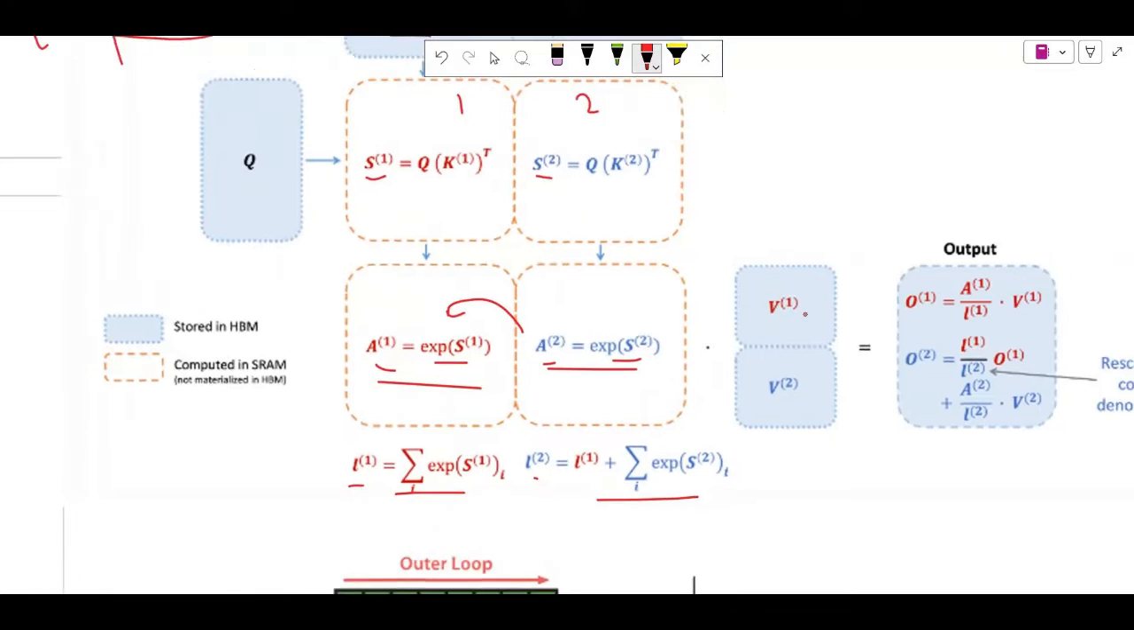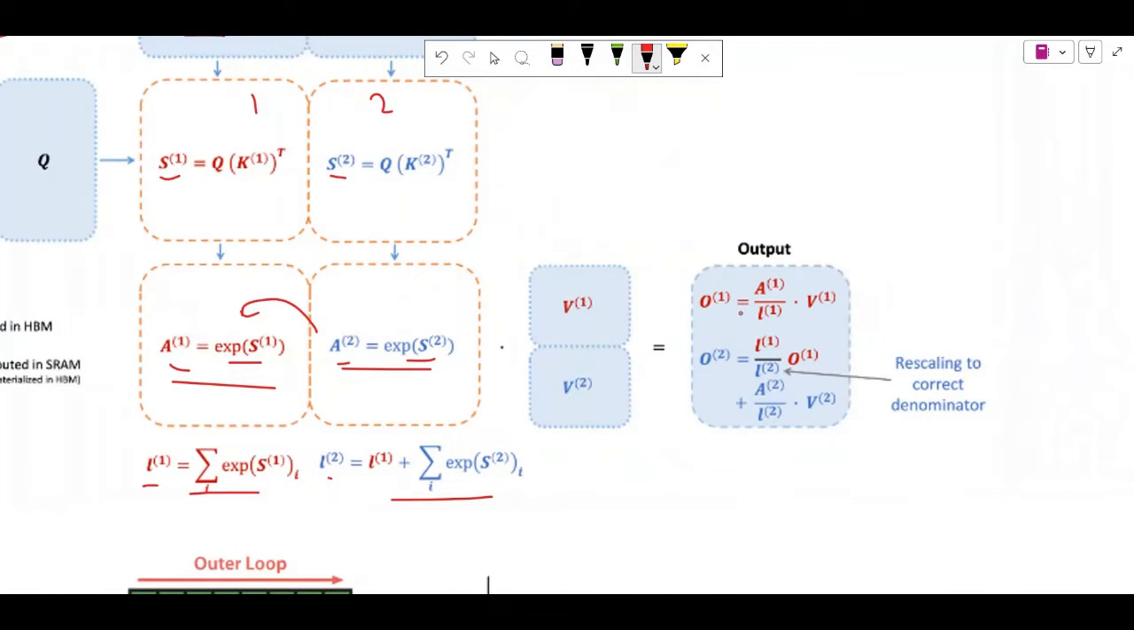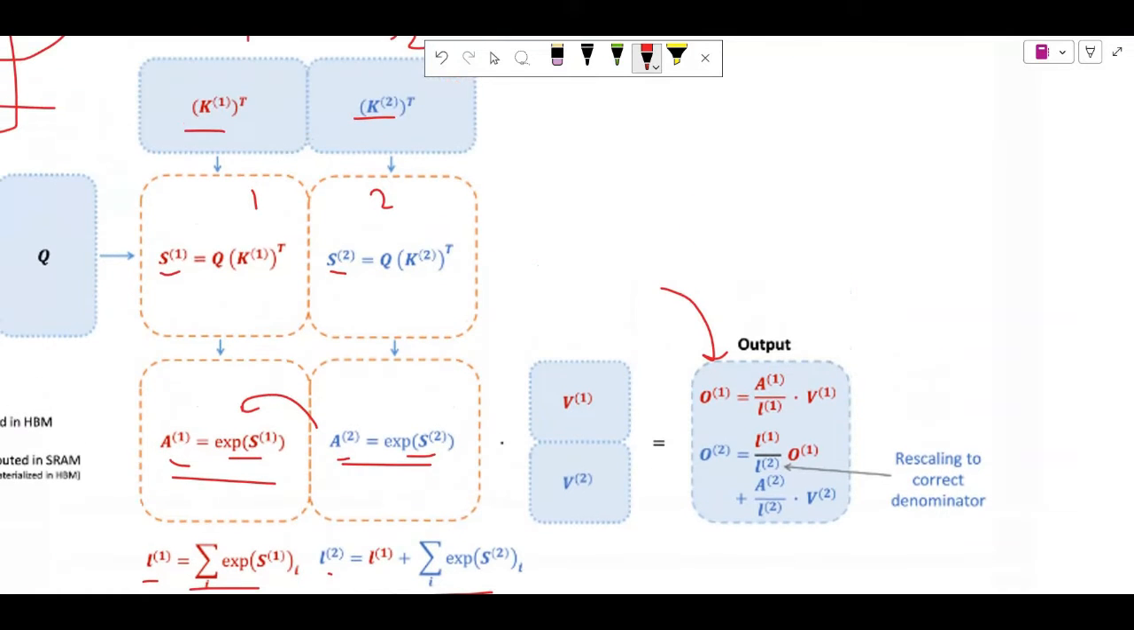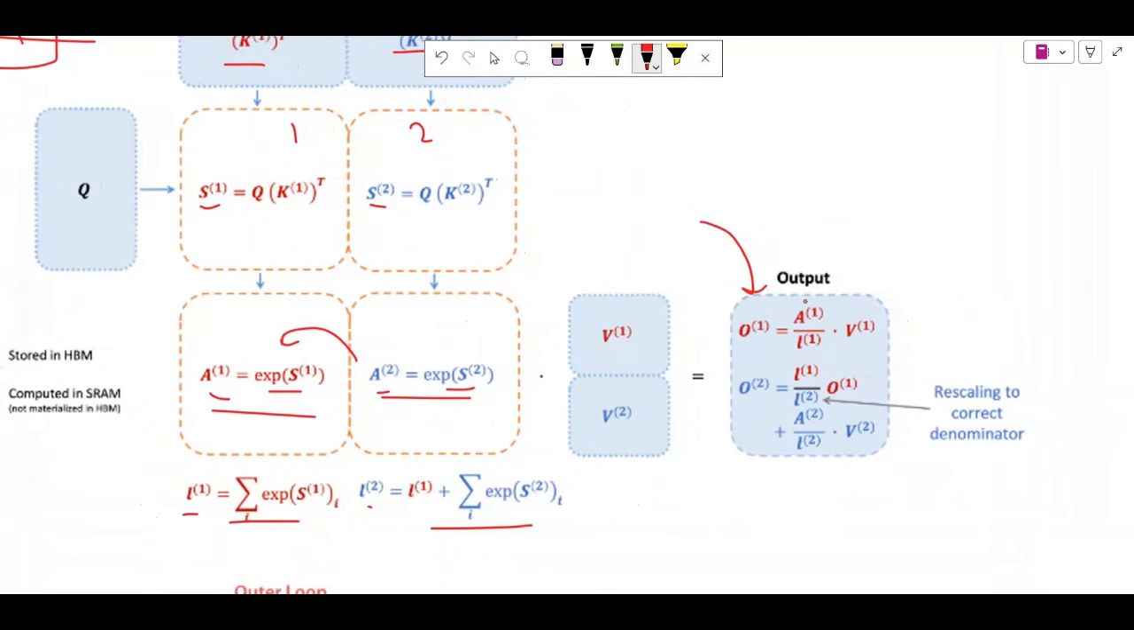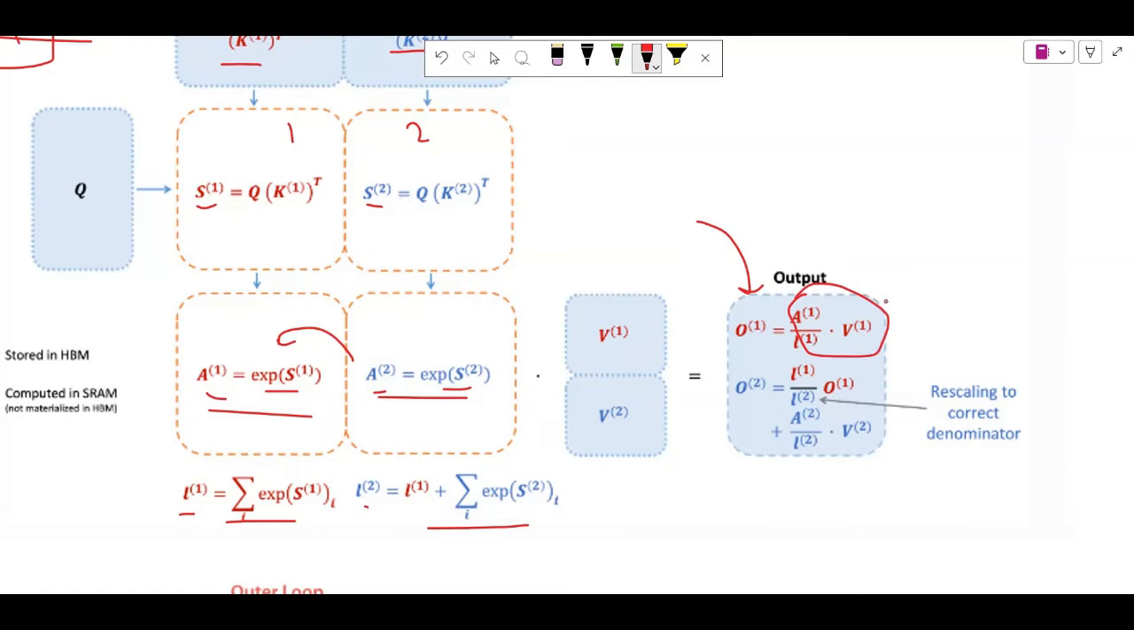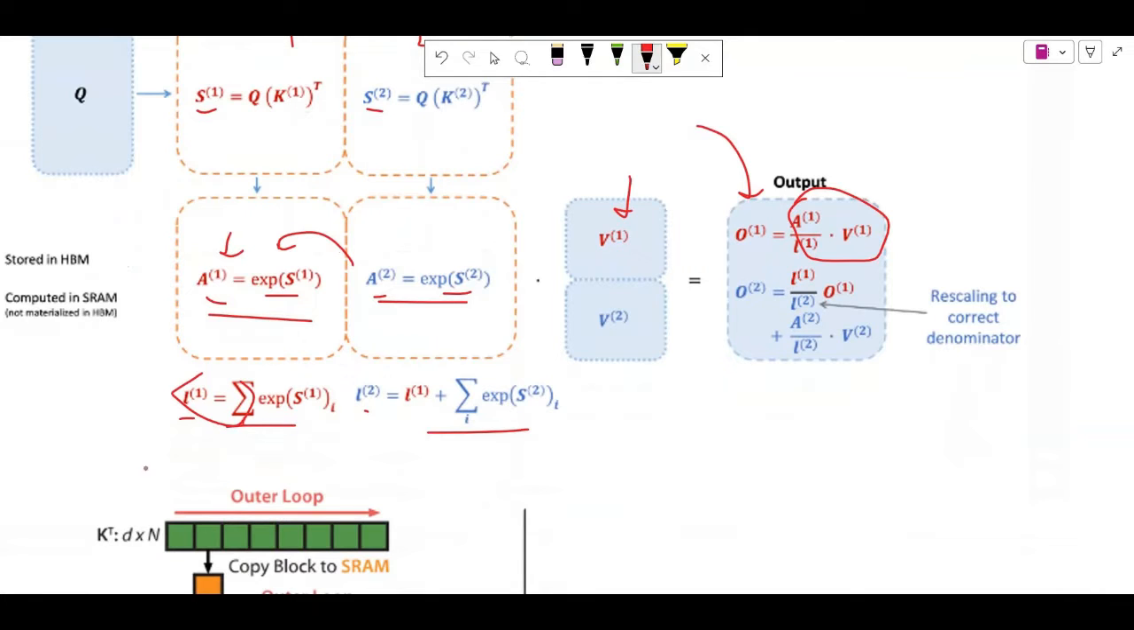Then, once you have to calculate the output, the write happens in the HBM. Probably this calculation still happens in the SRAM. So you will do A1 V1 upon L1. This would be your output for the first part. The output for the second part will need some statistics from the first part, and that would be L1 O1 upon L2 plus A2 V2 upon L2.